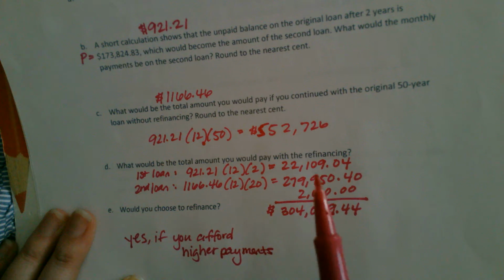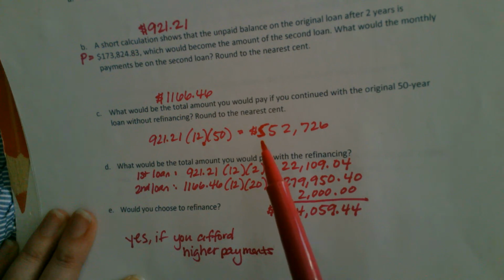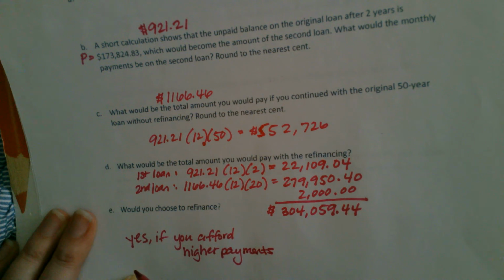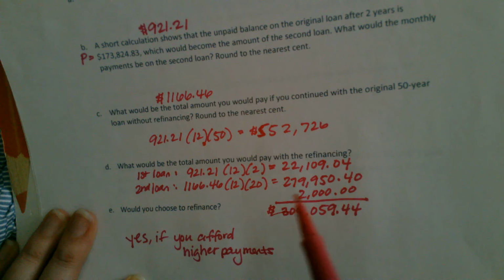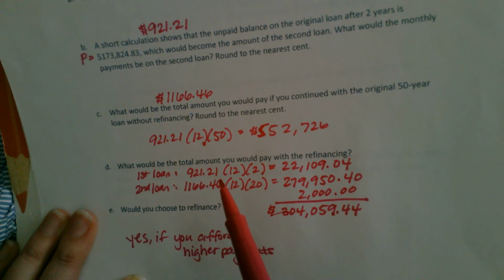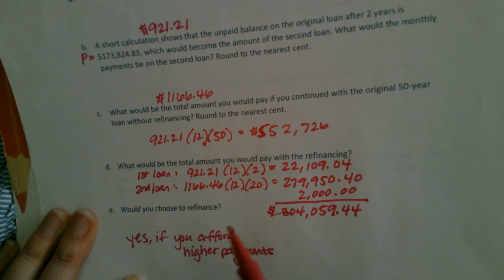So anytime you can get your APR down, anytime you get the length of your term or the length of the loan down, both of those will help decrease this total amount, but they will likely increase your monthly payment. So if you can afford it, go ahead and do that because it'll save you more money in the long run.